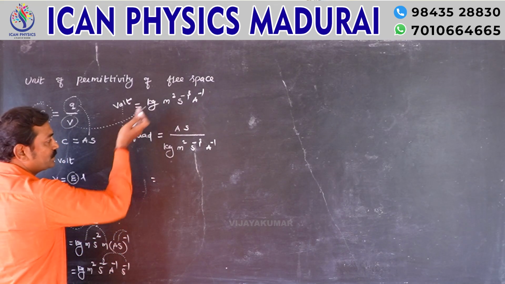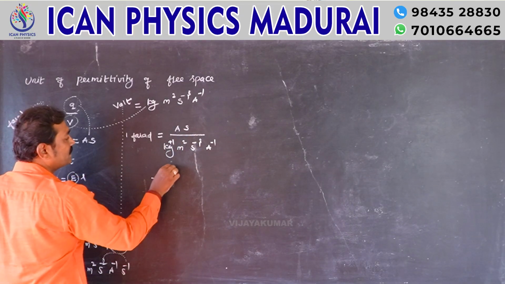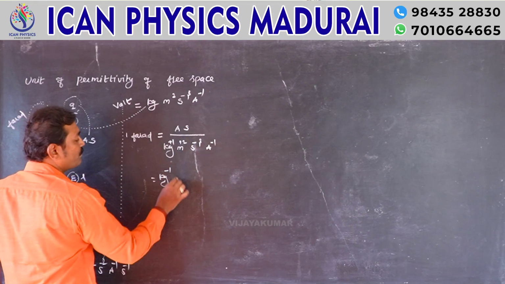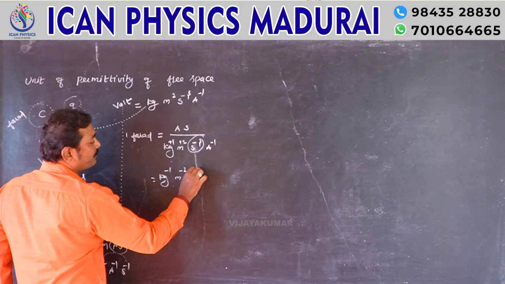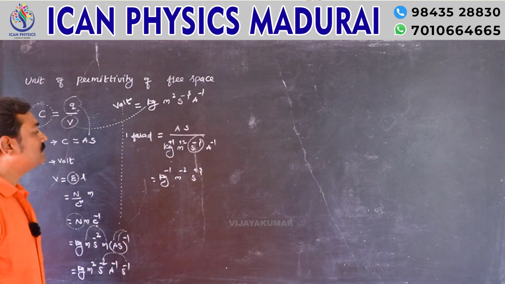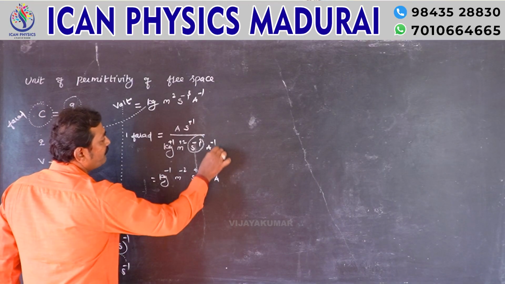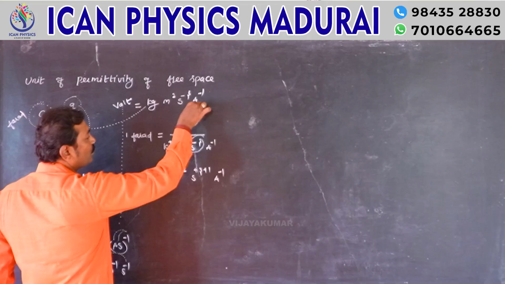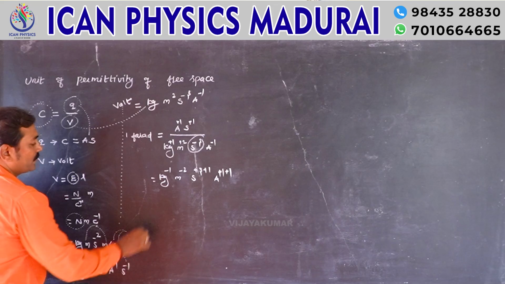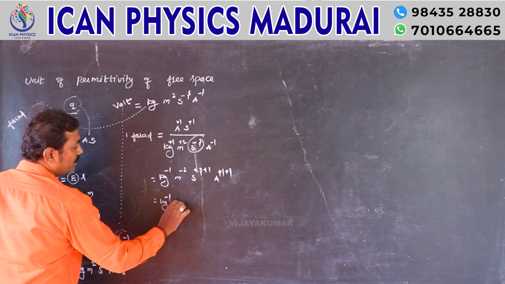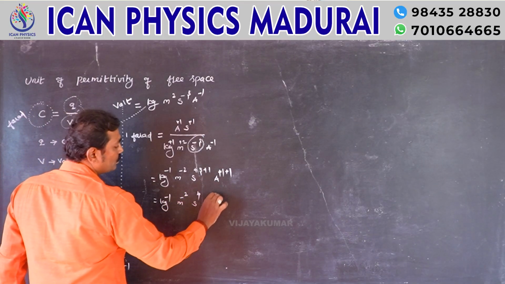Now, the denominator terms go to the numerator. Kilogram here has plus 1, so it goes to the numerator as minus 1. The plus 2 goes to the numerator as minus 2. The minus 3 goes to the numerator as plus 3. So, here we have plus 1, so plus 1. Here, A power minus 1; the minus 1 goes to the numerator as plus 1. So, already we have plus 1, so plus 1. So, kilogram power minus 1, meter power minus 2, 3 plus 1, 4, 1 plus 1, 2.